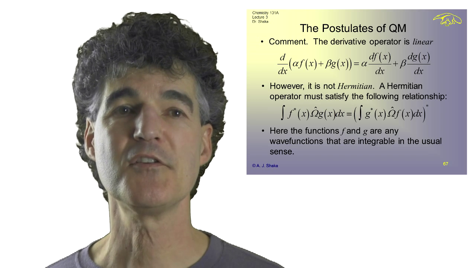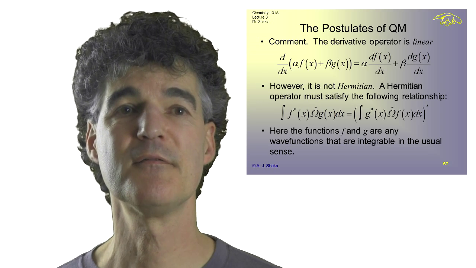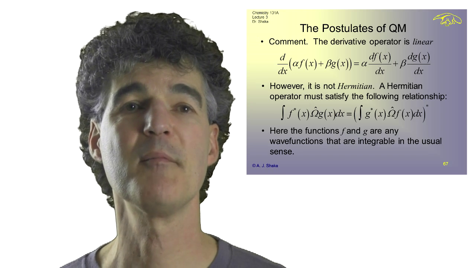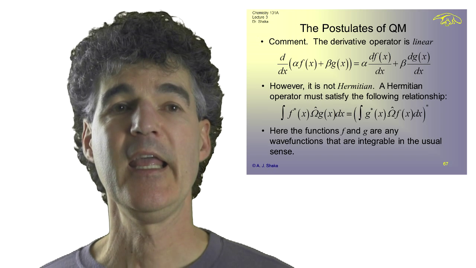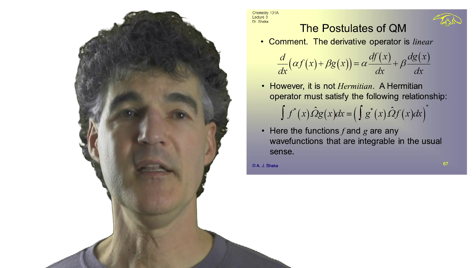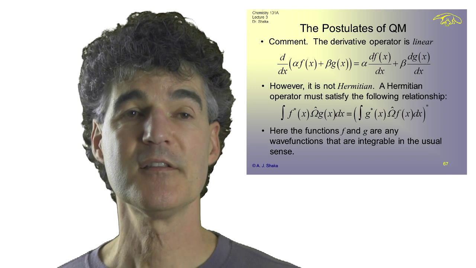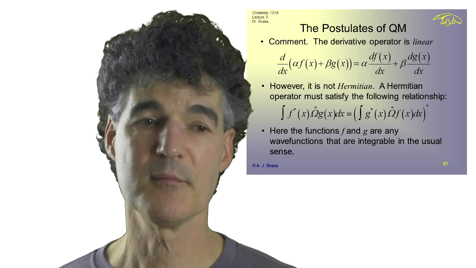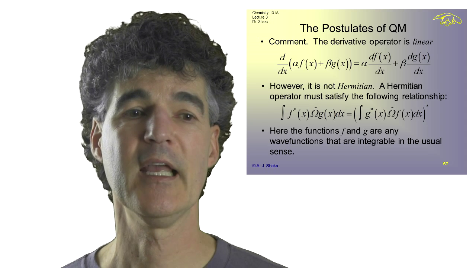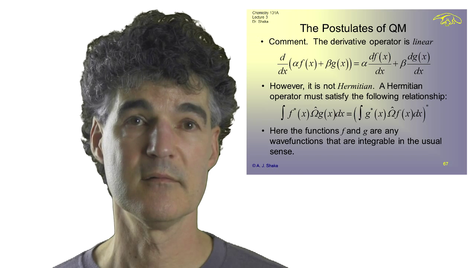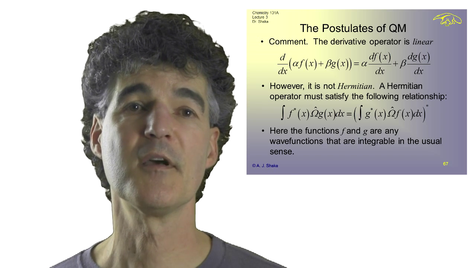but it was not Hermitian. And then I introduced this very ornate relationship to describe what I meant by Hermitian. And you might wonder what it means. But what it means is basically, suppose we had complex numbers and most numbers were complex. And then we wanted to say that a number was real, but we only had complex numbers.